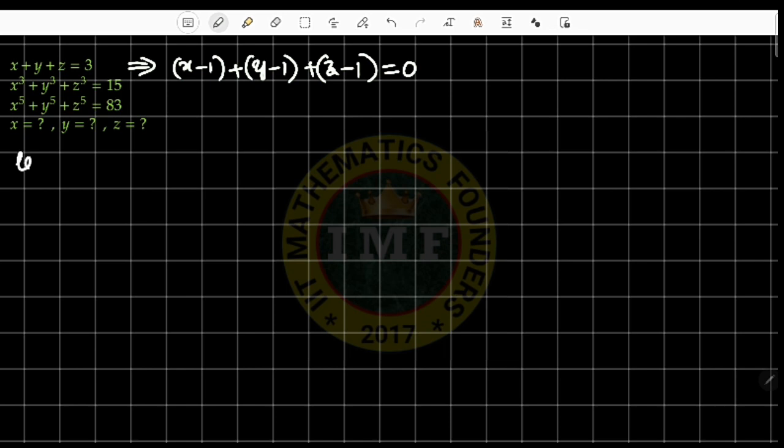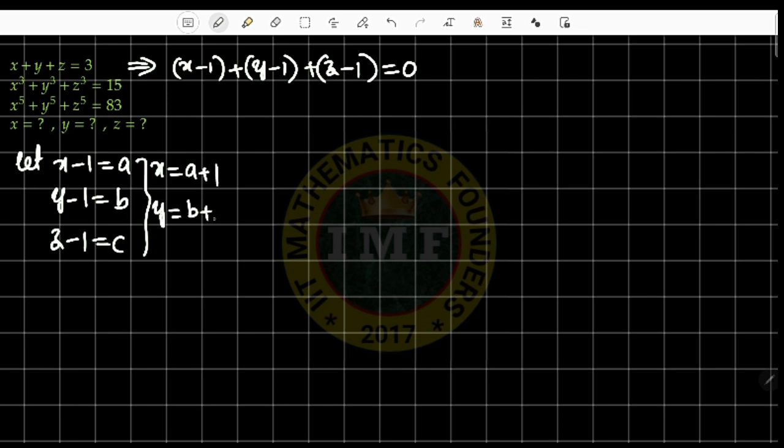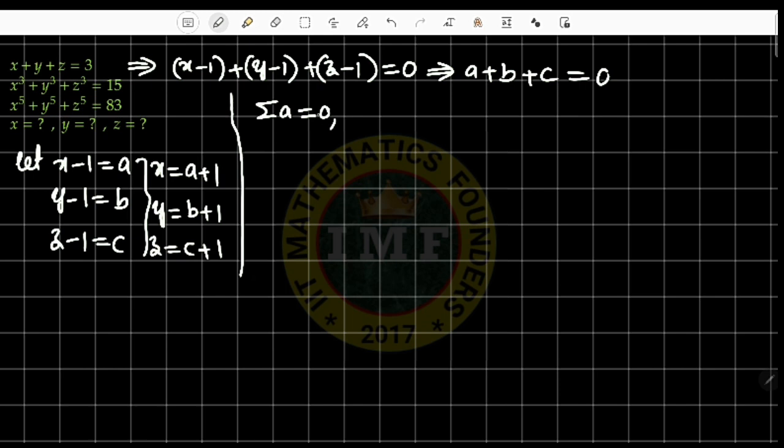Now let us take x minus 1 equals a, y minus 1 equals b, z minus 1 equals c. From this you will get the value of x as a plus 1, y as b plus 1, z as c plus 1. Now this equation will become a plus b plus c equals 0. If a plus b plus c equals 0, let us have some calculations here. That is sigma a equals 0.